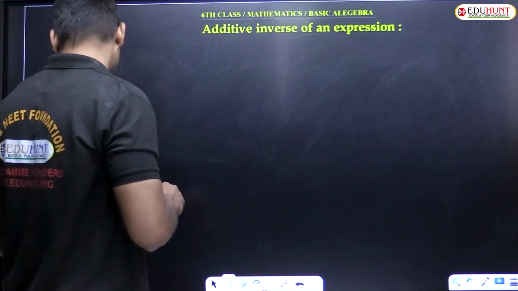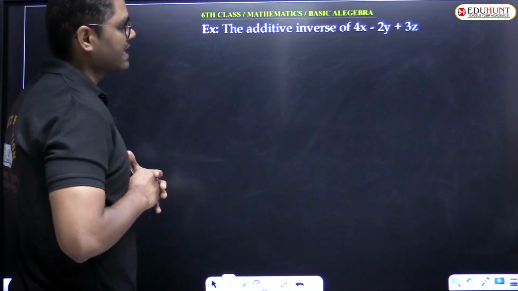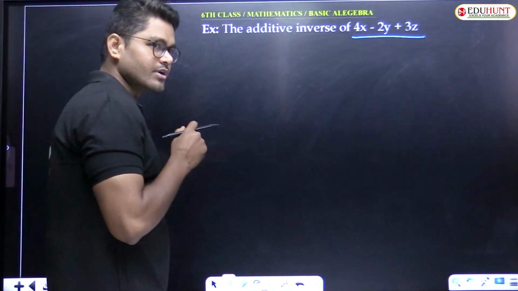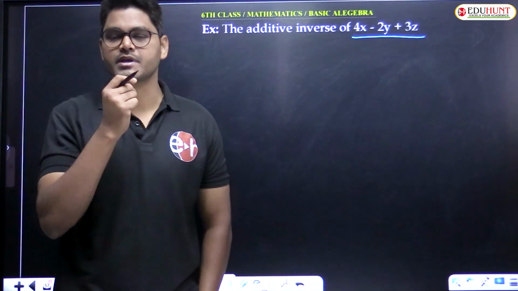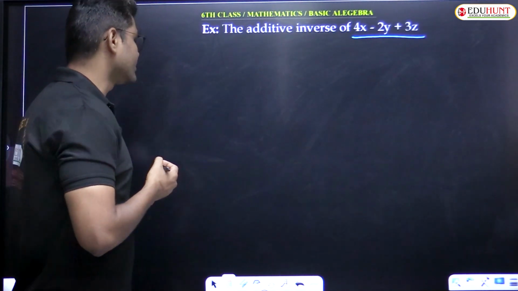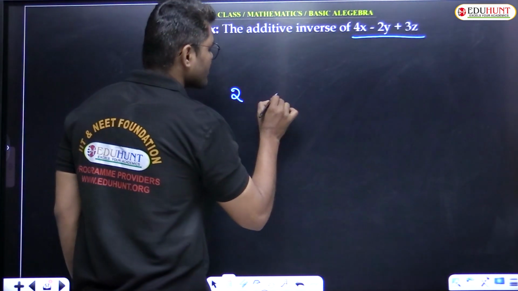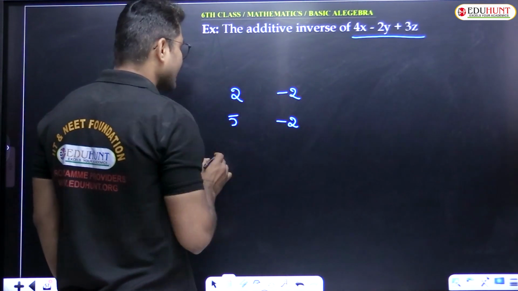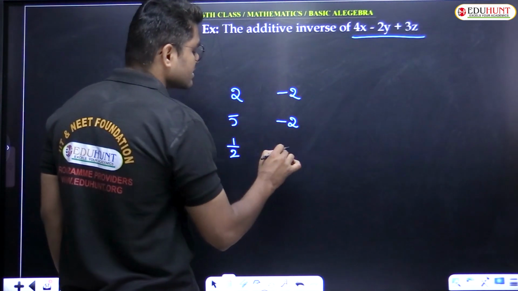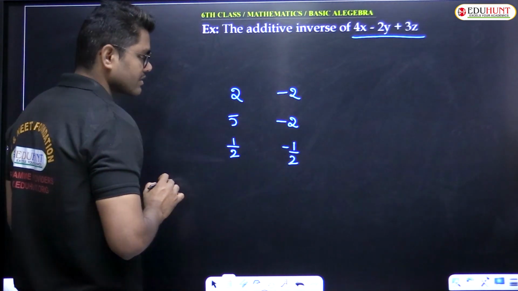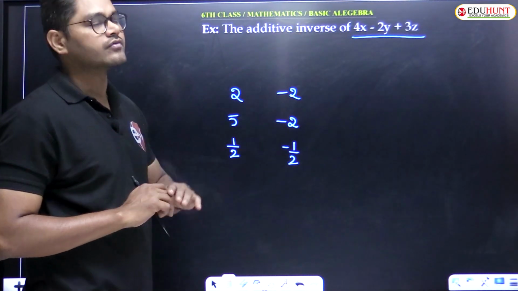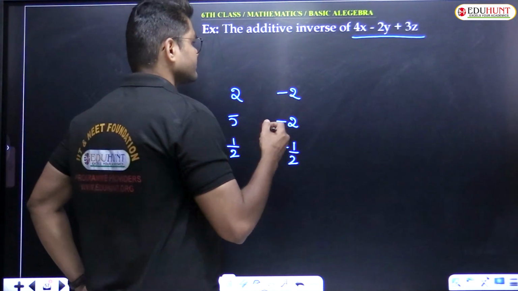Additive inverse of an expression. How do we find the additive inverse of an expression? What do you mean by additive inverse? Already in the previous classes we have discussed. Additive inverse of 2 is minus 2. Additive inverse of 5 is minus 5. Additive inverse of 1 by 2 is minus 1 by 2, like this. Okay. We have to change the sign of that given number. Here also we have to change the sign of that given number.